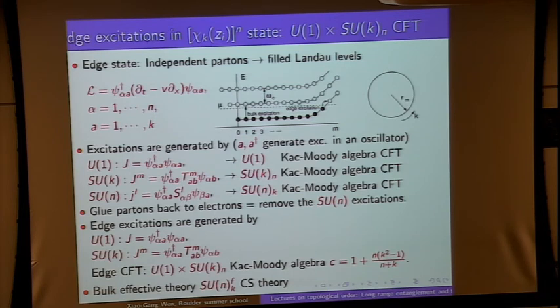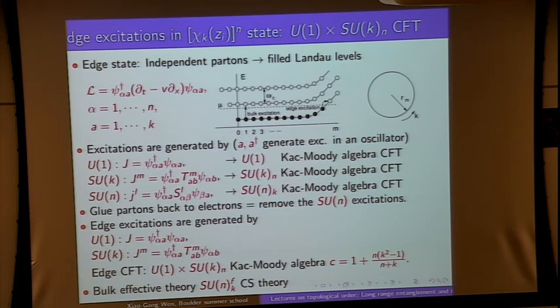So the picture goes like this. Before the projection, we just have independent partons, and for each parton, we have a filled Landau level. This is just one picture of a filled Landau level. If a parton fills one Landau level, then on the edge, this parton would have an edge state. But this parton is a fermion, so its edge state is just a 1D chiral fermion system like this, where this M is like angular momentum, but can also be viewed as momentum along the edge.